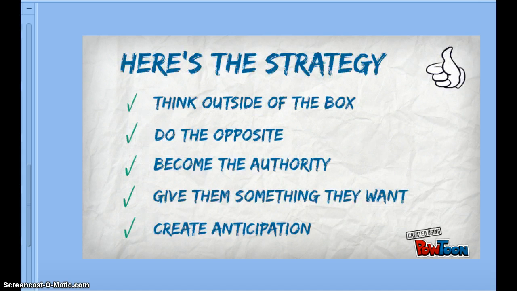This is, I think, the last screen that we were at, and we were beginning to talk about the strategy that I use anyway, and that is you got to think outside of the box. You got to do the opposite. You need to become an authority. You got to give them something they think they want, and you have to create anticipation.